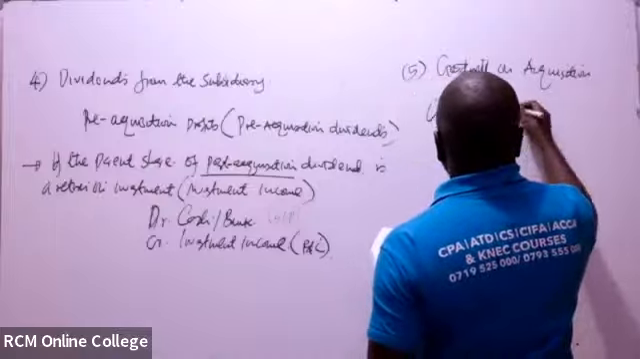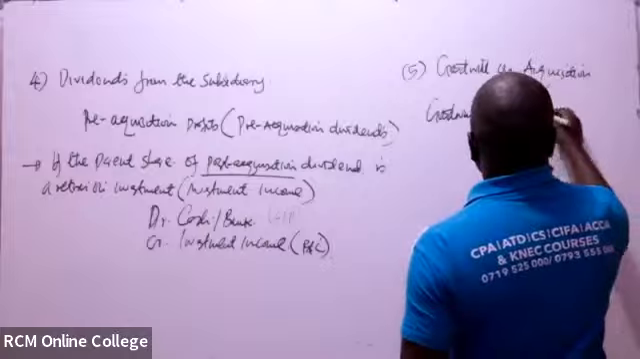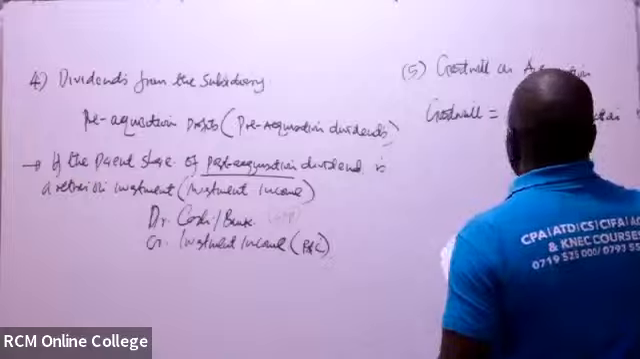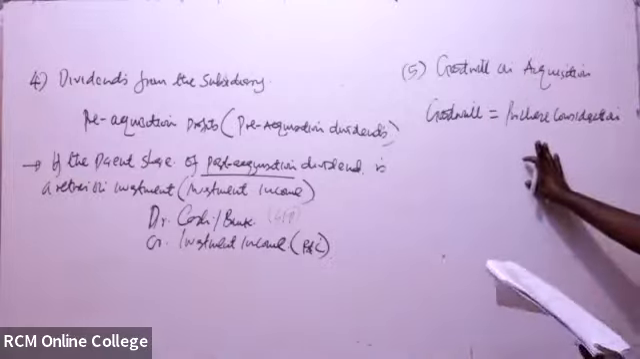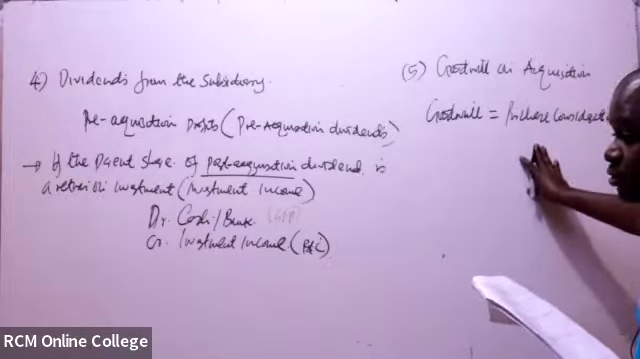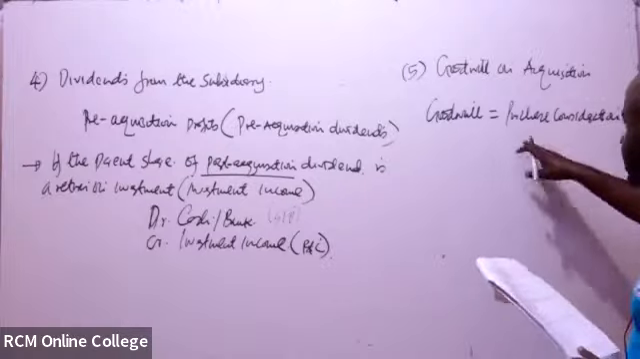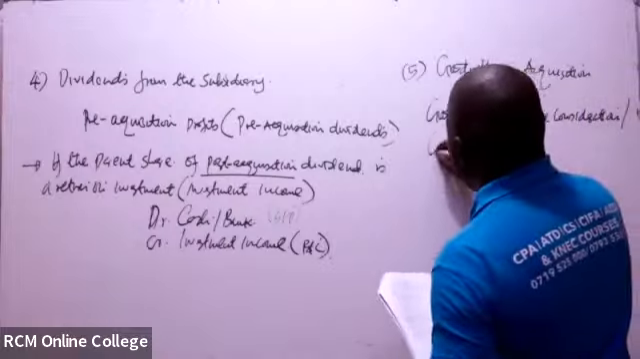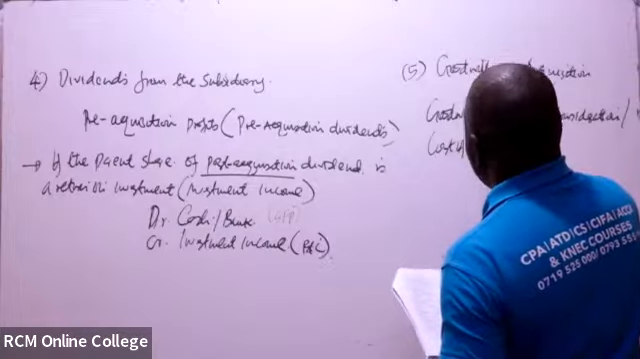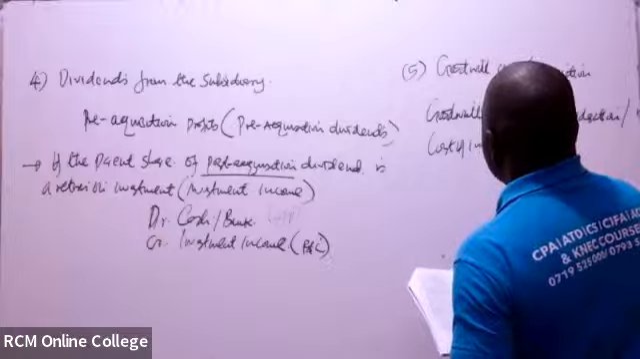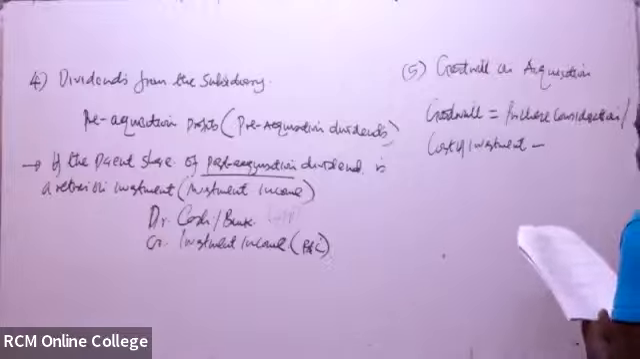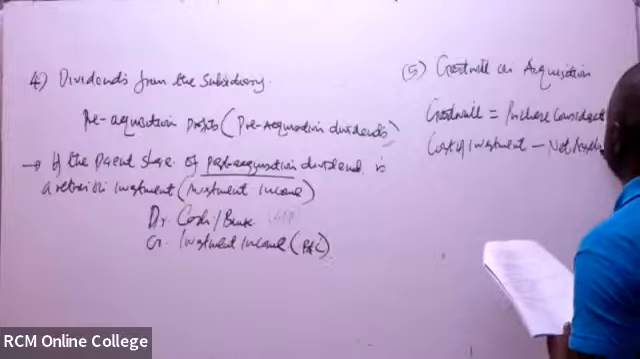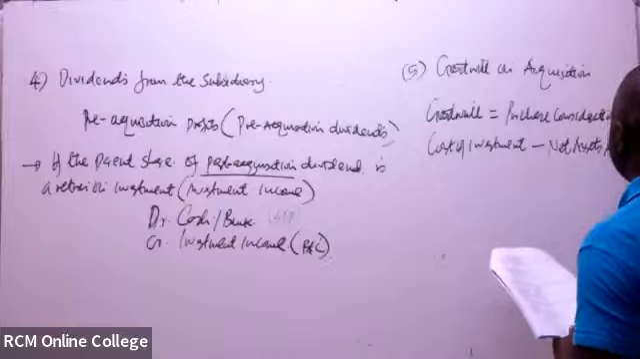Goodwill is equal to the purchase consideration, and this one you remember from what we learned in conversion of partnership. So that is a general formula. The purchase consideration, or we can say the cost of investment, you deduct the net assets acquired.